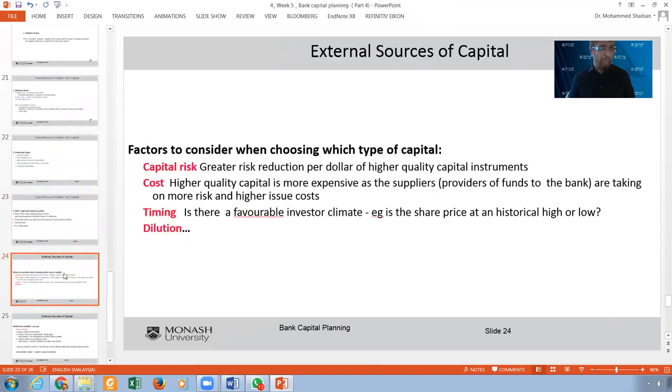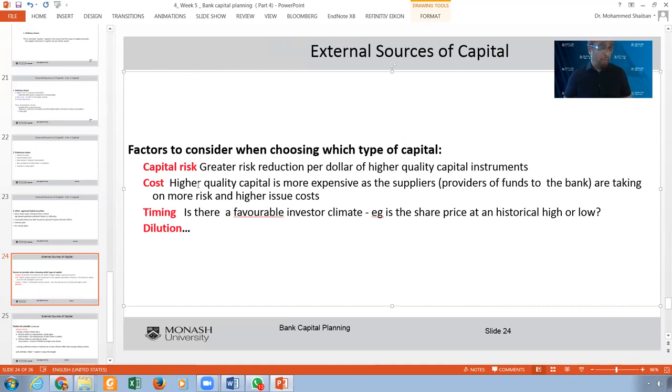Now we go to one more issue, which means factors to consider in choosing capital. We can consider the capital risk, which means we know the higher the quality of the capital, when we go to common stocks, then preference shares, and then hybrid securities, the one that can absorb most of this capital risk is actually the common stocks. But the problem is, it's expensive. So you have also to take care of the cost. This is another consideration to look at.